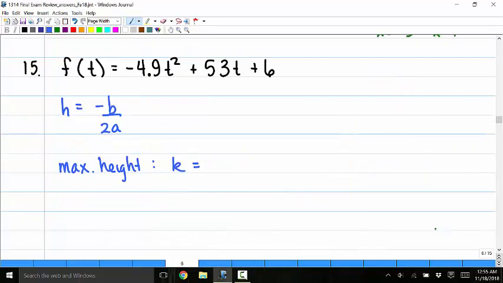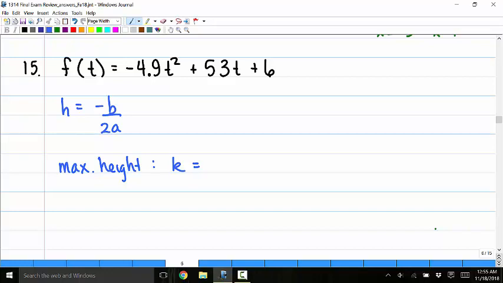Number 15 was a word problem that said a firework is launched straight upward from a pool deck platform 6 meters off the ground with an initial velocity of 53 meters per second. The height of the firework can be modeled by the function f of t equals negative 4.9t squared plus 53t plus 6, where f of t is the height in meters and t is the time in seconds after the launch. What is the maximum height?